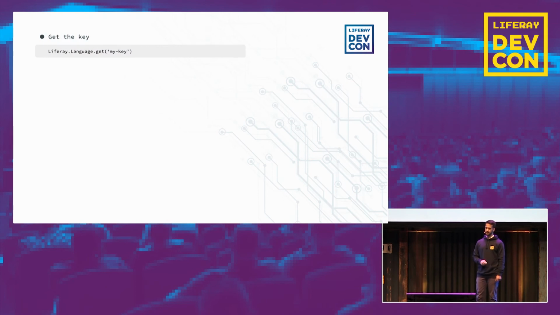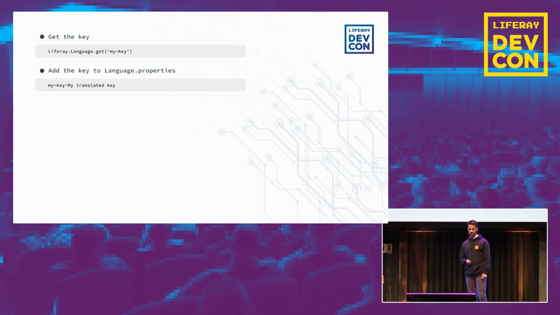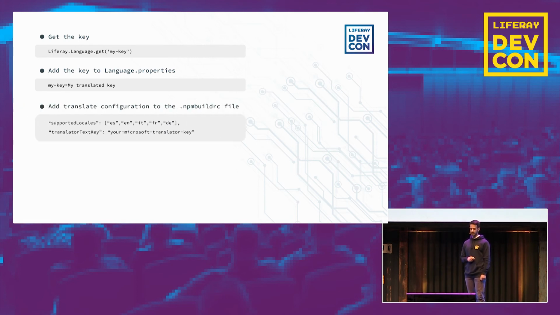To do that, we need to change all our hard-coded text messages with Liferay language get and provide a language key. We then put this language key and the corresponding value to this language.properties file that was also auto-generated for us. We can also supply all our supported languages and a Microsoft translator key. So when we run npm run translate, all the translations will be automatically generated for us.